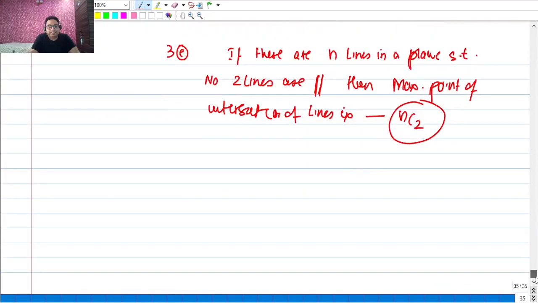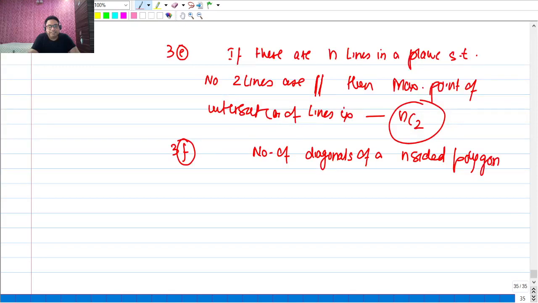Okay, 3E. 3F, number of diagonals of an n-sided polygon. Number of diagonals of an n-sided polygon are NC2 minus n. Why? NC2 would be total number of straight lines with n points. N-sided polygon would have n vertex points, out of which if you minus number of sides, you would be left with number of diagonals. See the example.